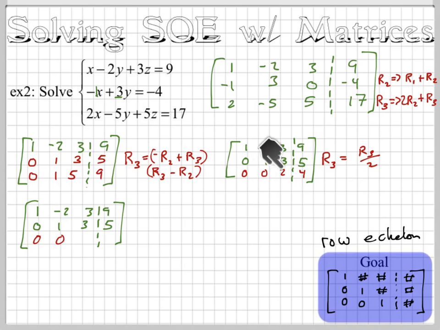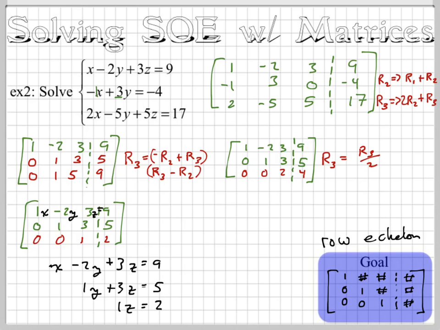And then what's 2 divided by 2? And then 4 divided by 2? Two. All right, once we get to this point, we can write out our new system of equations. This would be 1x, this would be 2y, this would be z equals that. 1x minus 2y plus 3z equals 9. And then we have 1y plus 3z equals 5. Then we have 1z equals 2.